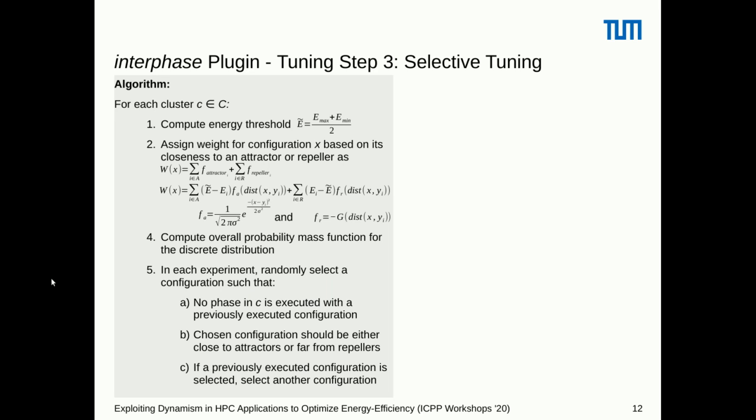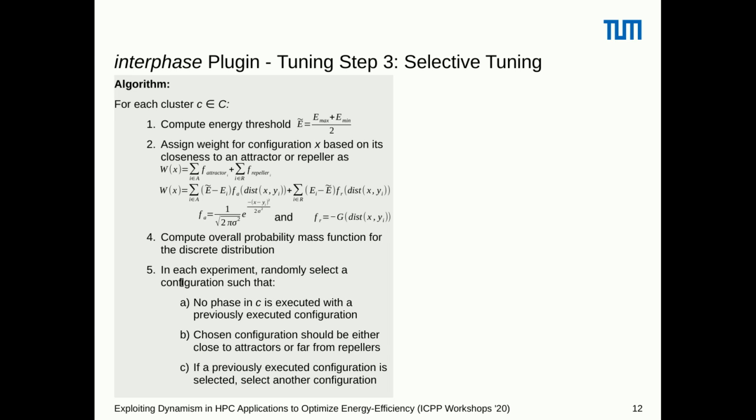We first compute the energy threshold as the average of the minimum and maximum normalized energy consumption values obtained for the phases of cluster C. We define the weight for each configuration X as a function of the influence of the attractor and the repeller configurations. These two functions can be expanded as a function of the energy consumption as well as the Euclidean distances between the configuration X and an attractor or repeller configuration Y.